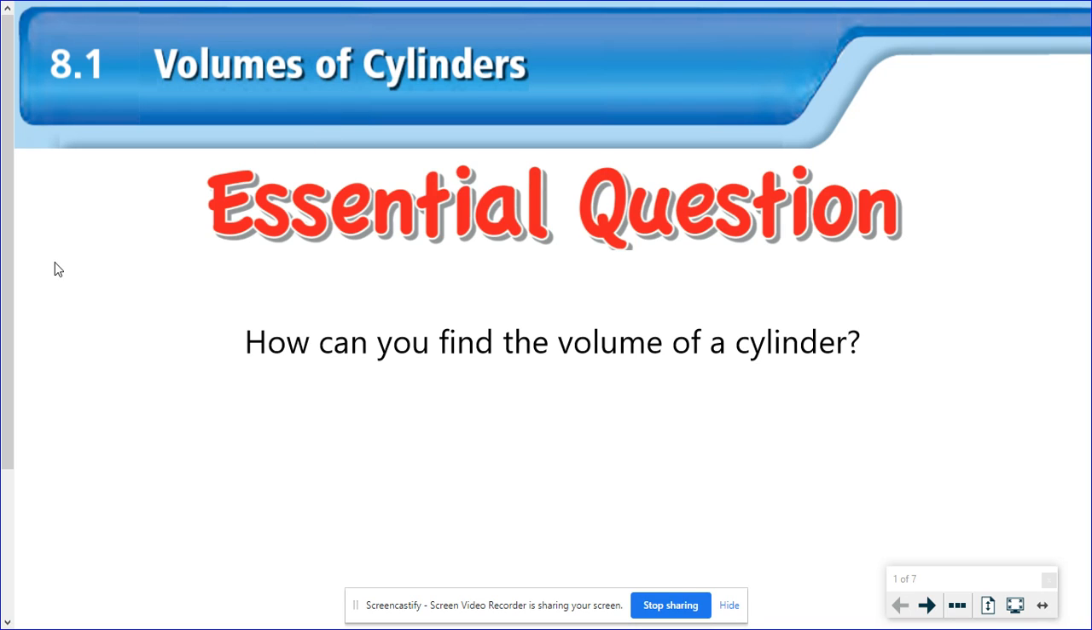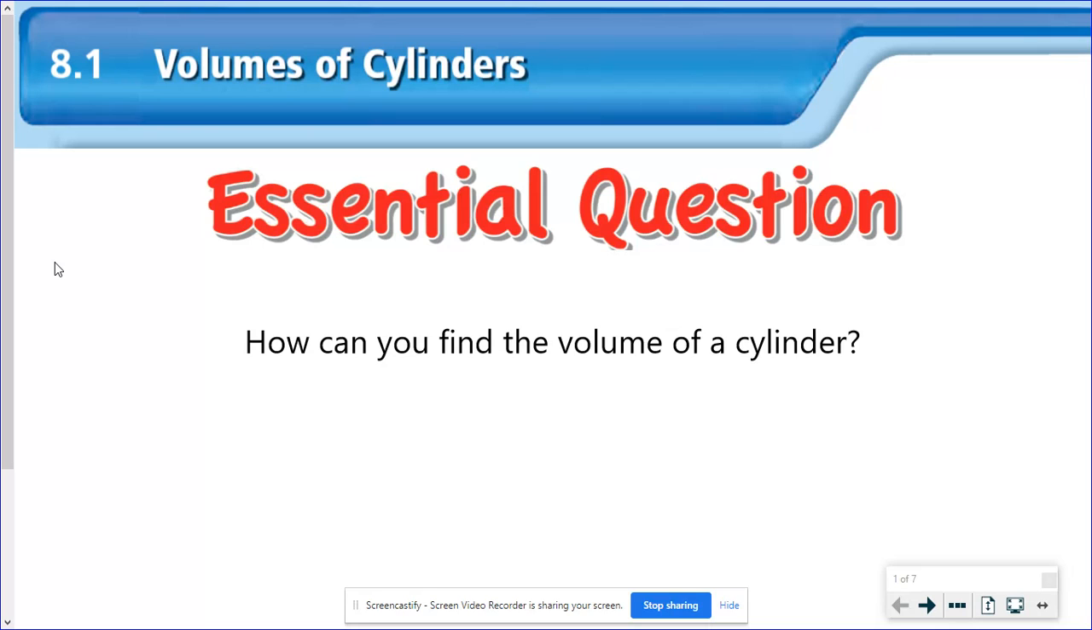Today we're starting a new chapter. This is chapter 8. We're going to be talking about volume in this chapter. And with this chapter, because we're doing volume, we're going to have a lot of formulas. I would suggest that as we go through these different lessons that you are at least writing down the formulas a couple of times to help you remember them.